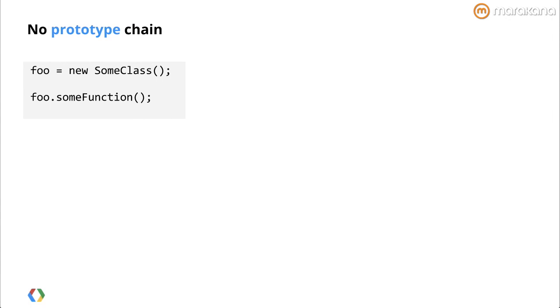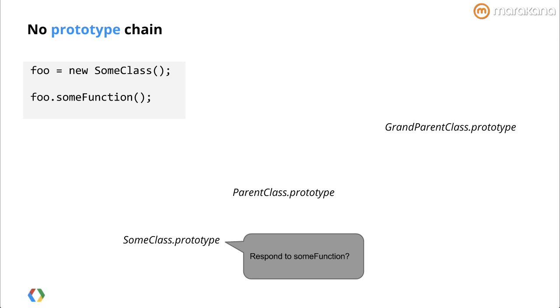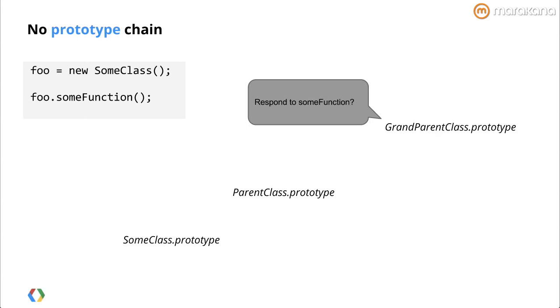There's no prototype chain. This is a big performance gain in Dart. So in JavaScript, if you wrote foo equals new some class and you call some function on it, what happens is this. You say, hey, some class prototype, can you respond to some function? No. Well, let's ask your parent, and let's ask your grandparent, until you finally find something in the prototype chain that can actually handle some function. In Dart, you just extract the class ID and you go to the class and you grab the function. It's very fast.